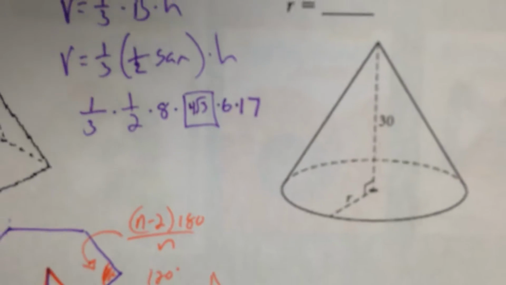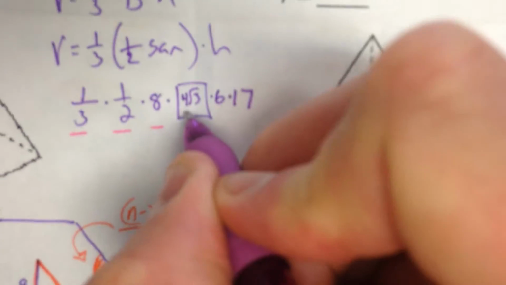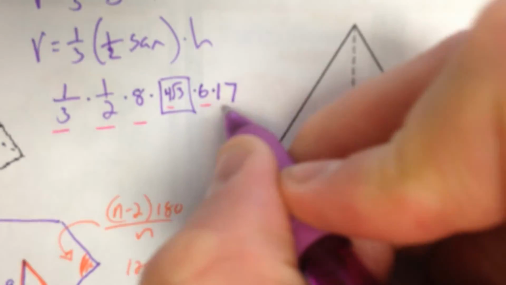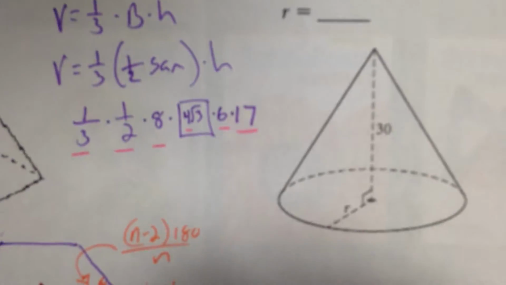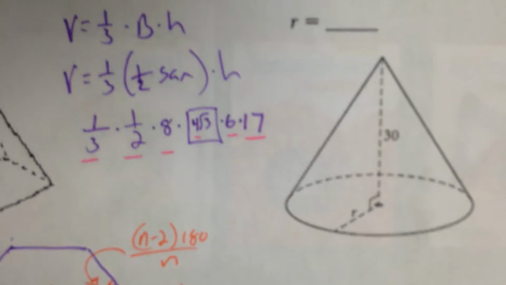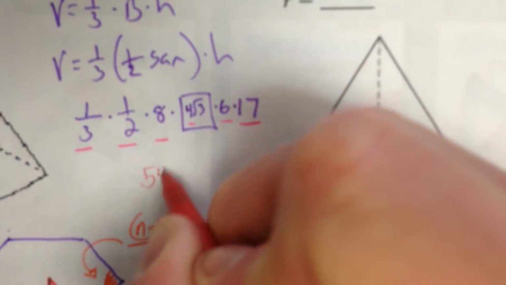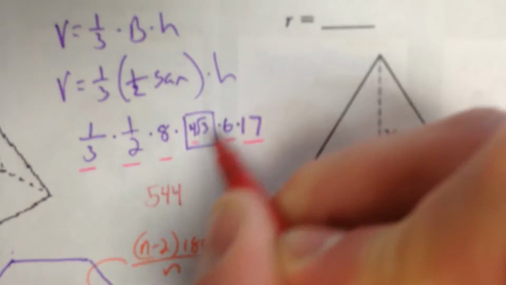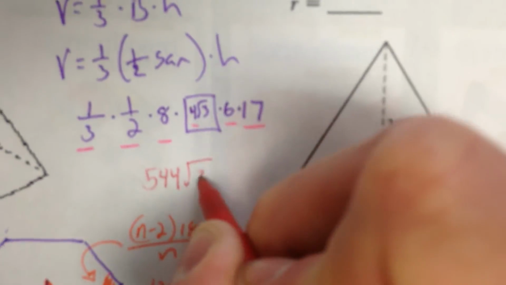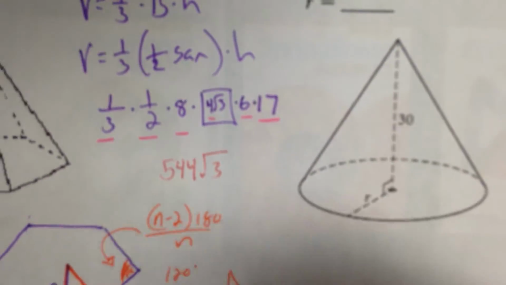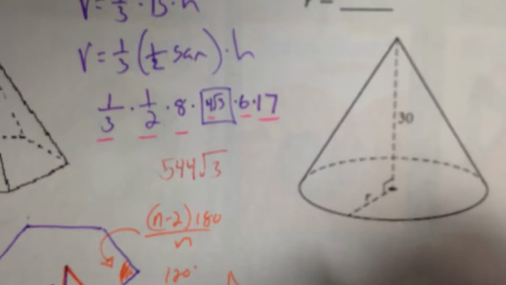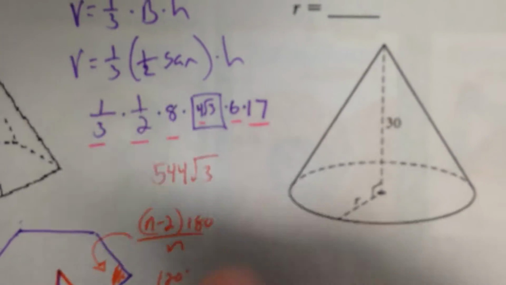When we multiply all of this information, we're going to multiply 1/3 times 1/2 times 8 times 4 times 6 times 17 using the commutative and the associative property of multiplication. When we do that, we'll find out that that is 544, and then our square root of 3 goes on the end, much like a variable. This is called simplest radical form, and this is the exact answer.